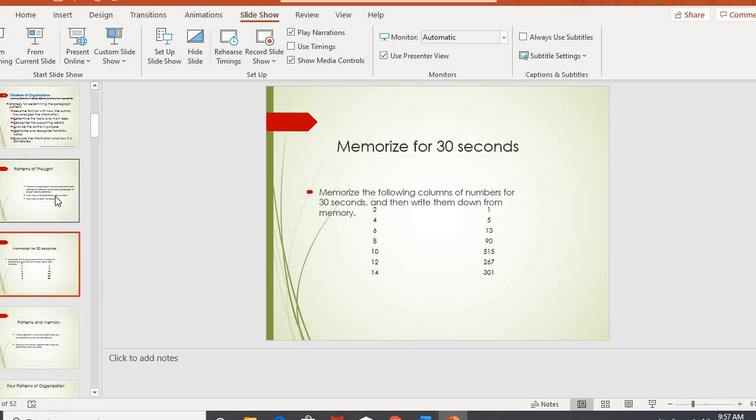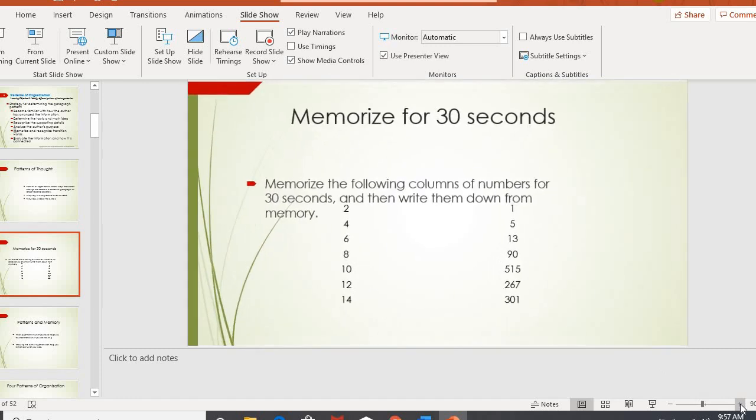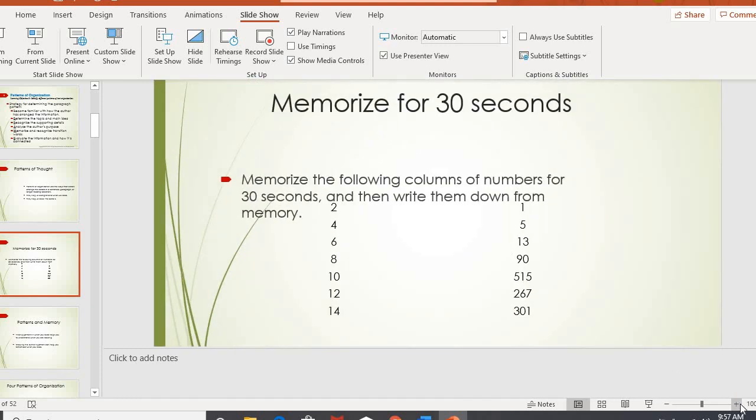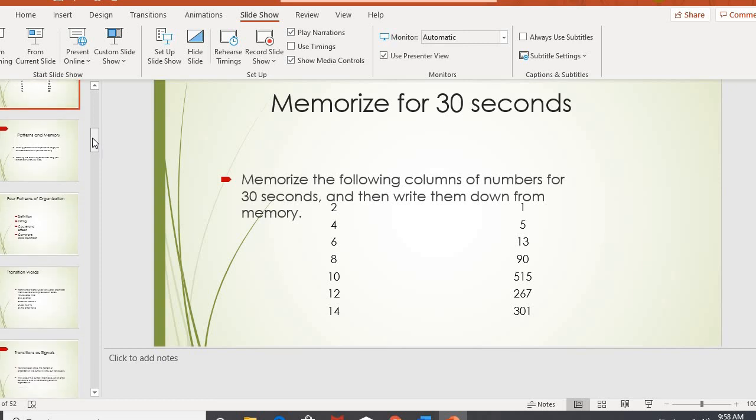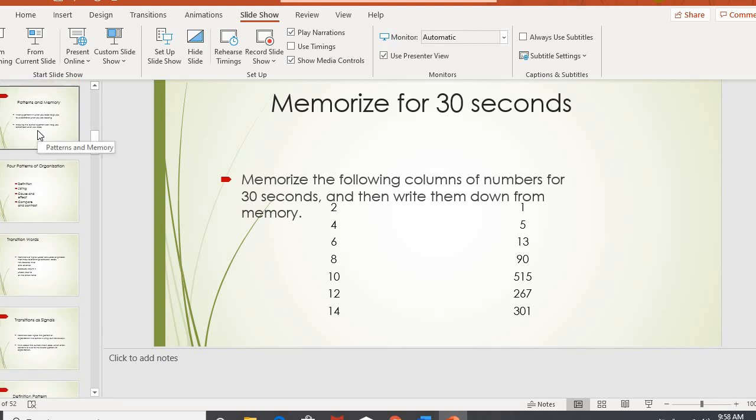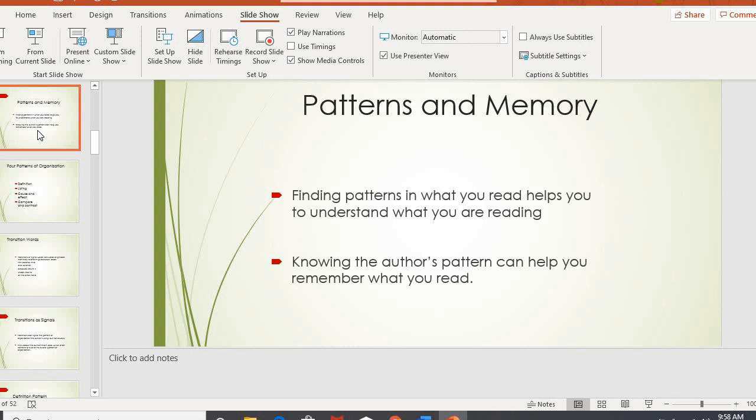So I know this screen is kind of small, I'm going to make it larger. Go ahead and try to memorize for 30 seconds these two columns of numbers. Okay, hopefully you looked at that and tried to memorize. I want you to try to restate to yourself the first column of numbers, their order.